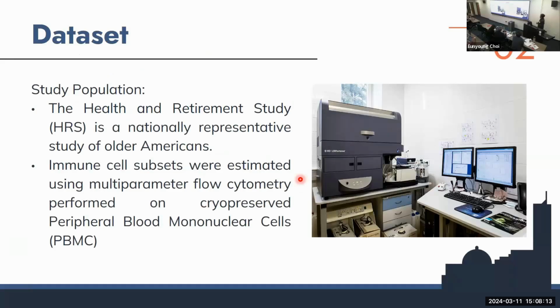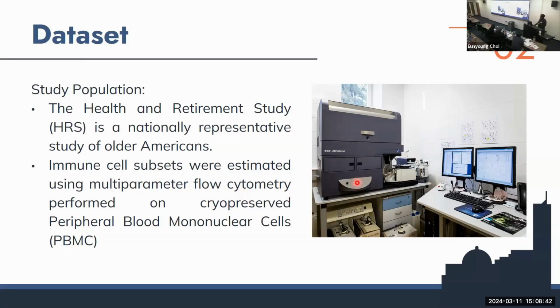We will be using the Health and Retirement Study dataset. HRS is a longitudinal study of older Americans, where special populations like Hispanics, Blacks, and residents of Florida have been oversampled to make the data nationally representative. Immune cells in HRS were measured using a technique called multi-parameter flow cytometry. Flow cytometry is performed on cryopreserved blood samples.